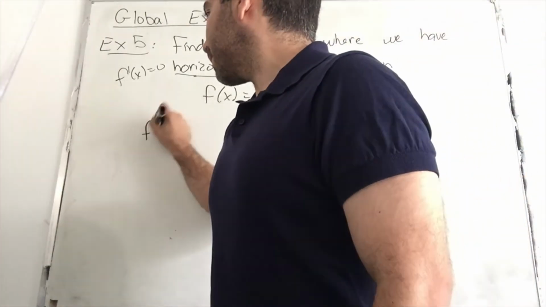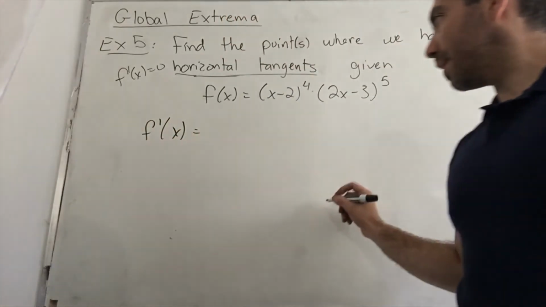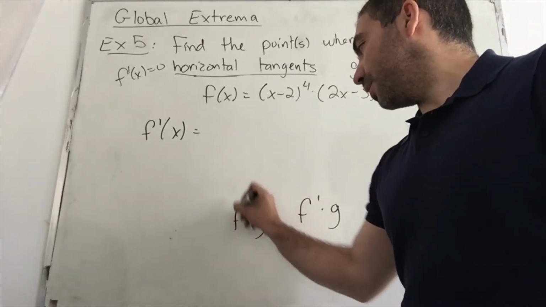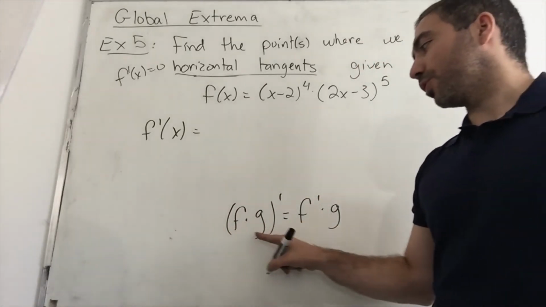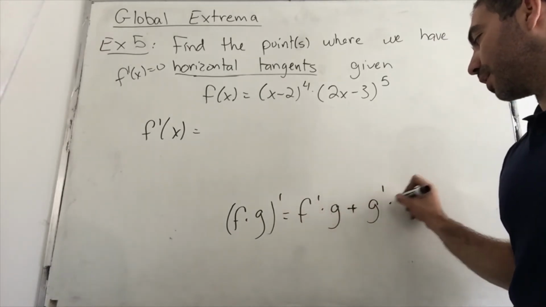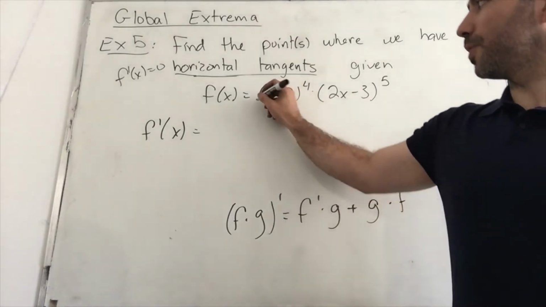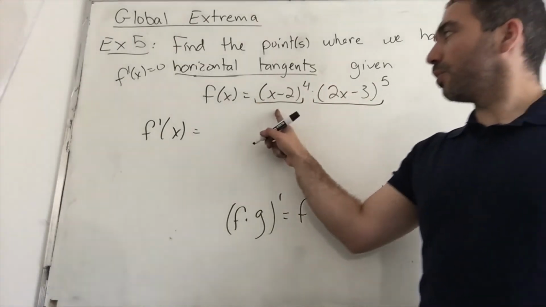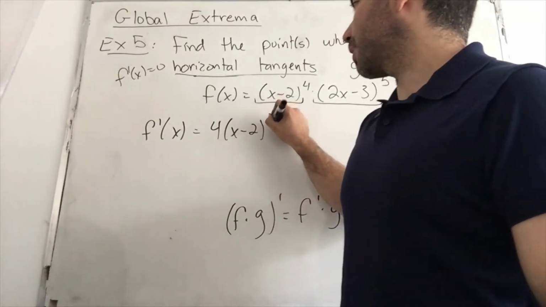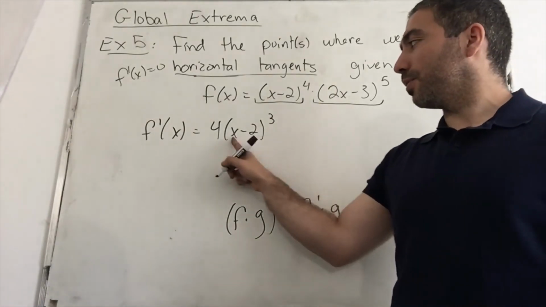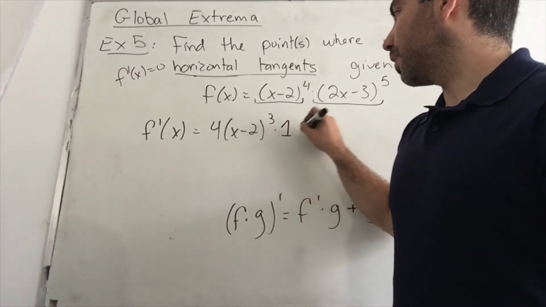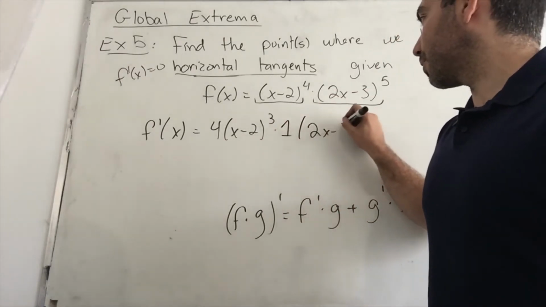So taking the derivative f prime of x, remember, product rule: when you're taking the derivative of two functions which are multiplying, it's the derivative of the first times the second plus the derivative of the second times the first. This is our first term, this is our second term. The derivative of the first term, we're going to use chain rule, drop the 4, x minus 2, subtract the exponent by 1, gives us 3, and then multiply by the derivative of the inside. The derivative of x minus 2 is just times 1. And now we leave the second function, (2x minus 3) to the 5.